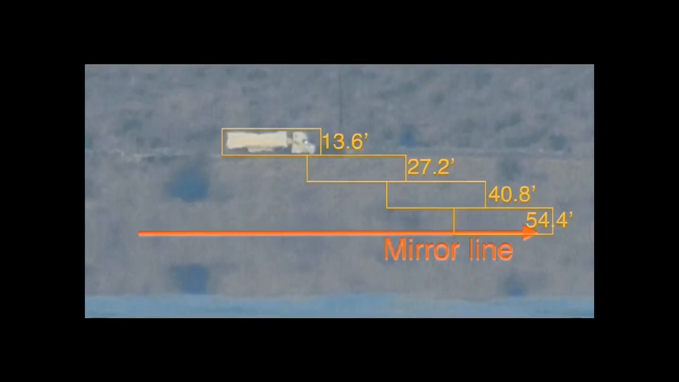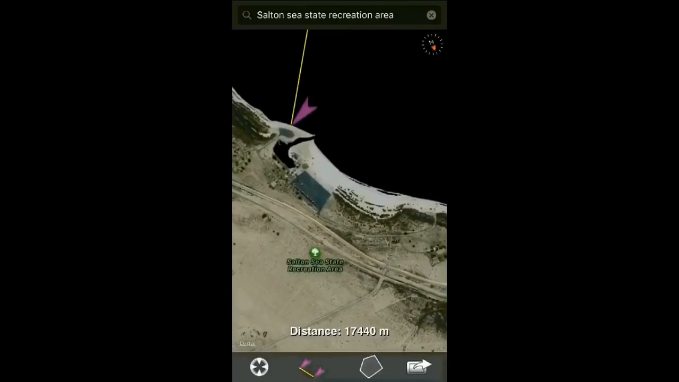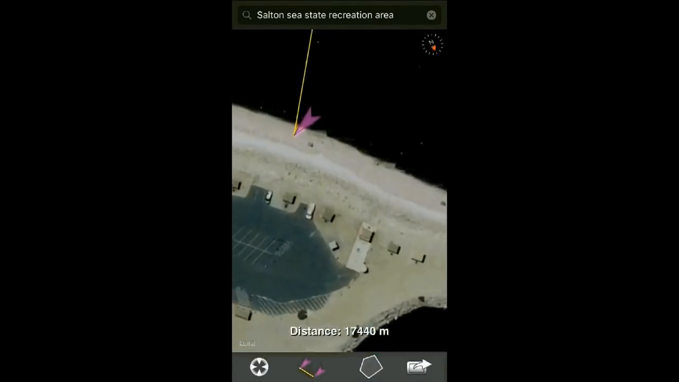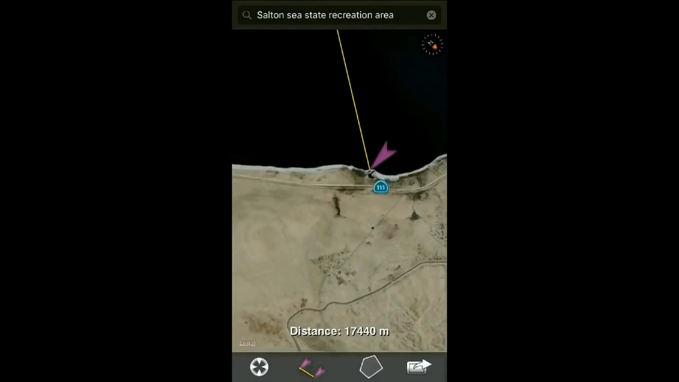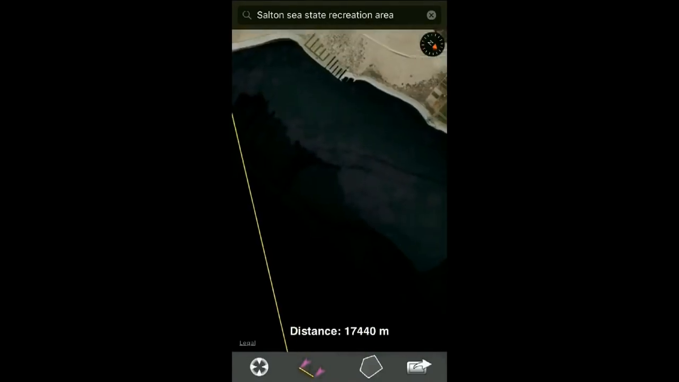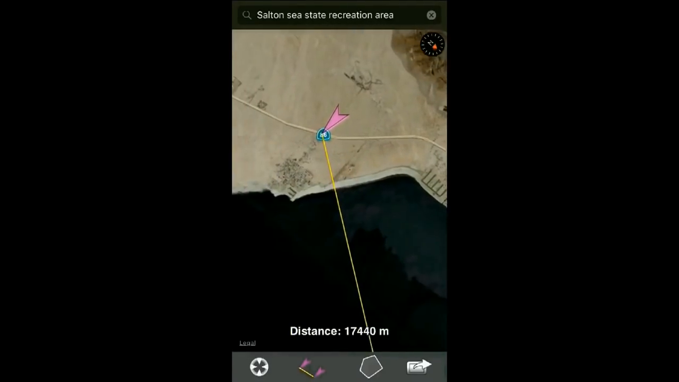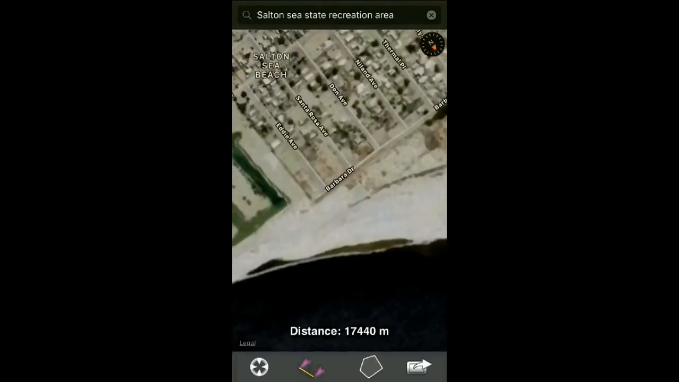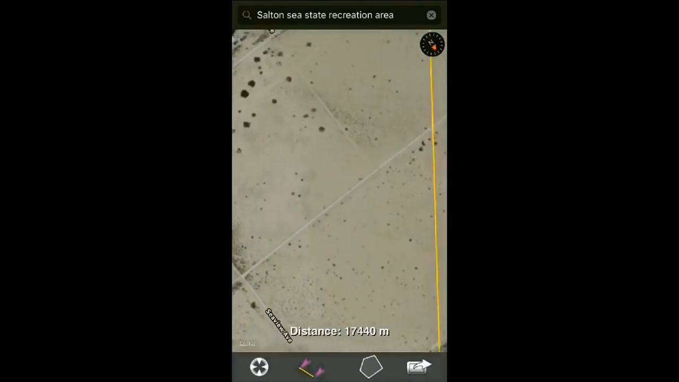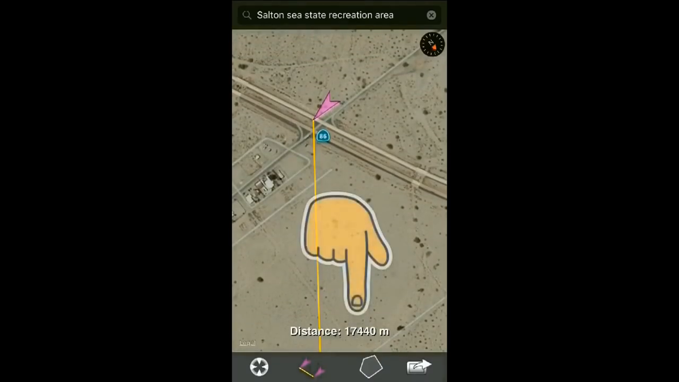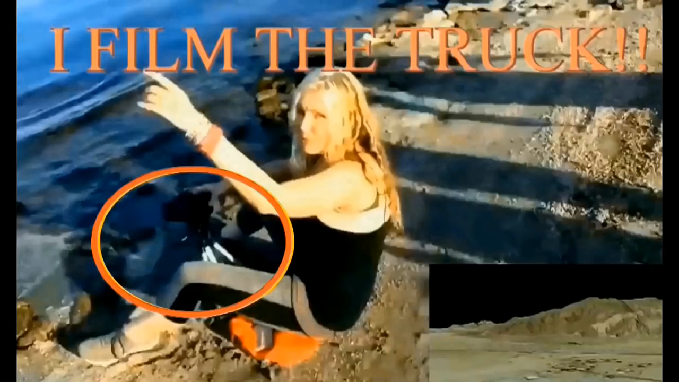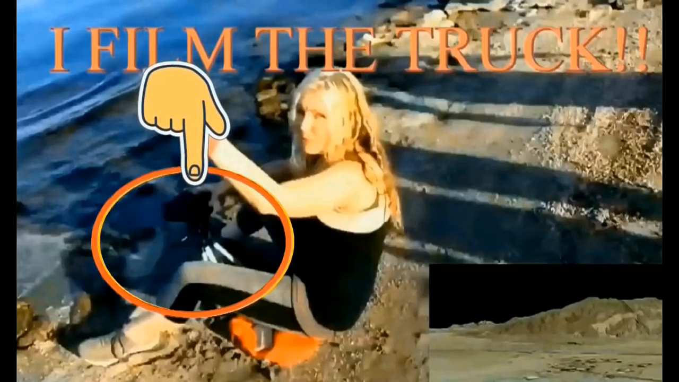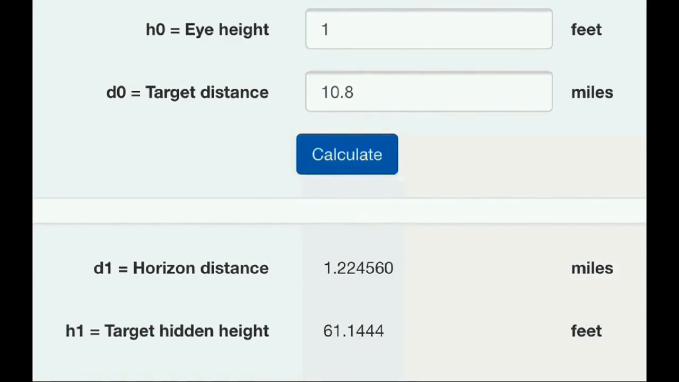Let's check the Earth curve calculator and see what it says. All right, so I used my distance measure app to get my exact location on the beach over there at the North Shore Recreational Center side. Went all the way over past Capri and went over to Salton Sea Beach and landed on the freeway back there. Ended up with a distance of 17,440 meters. Converted into miles, that's 10.8 miles. And remember, my camera was 1 foot above the sea. Let's plug it in, 1 foot high, 10.8 miles away.